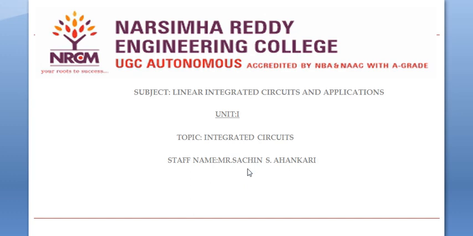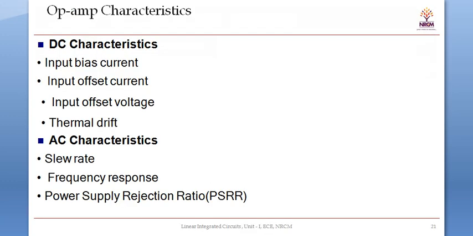Today in this session we will see the DC characteristics of op-amp. There are 4 DC characteristics. The first is input bias current, the second is input offset current, the third is input offset voltage, and the fourth one is thermal drift.